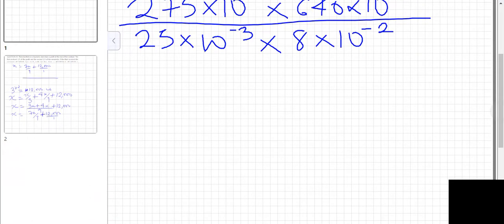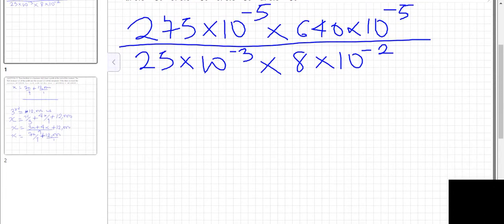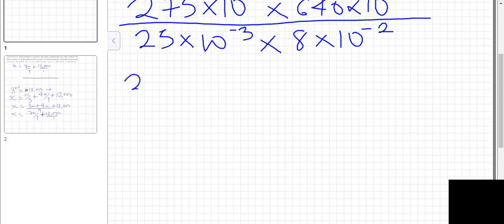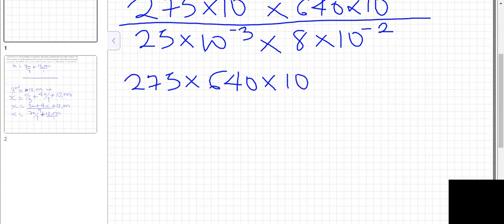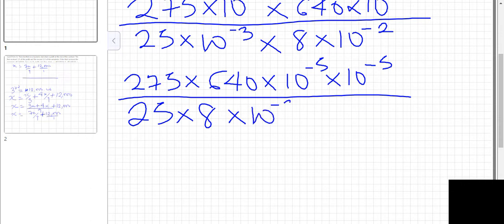The next thing we need to do is to simplify. So we will bring up the whole numbers on one side and the numbers with powers on the other side. So this will give us 275 times 640 times 10 raised to power minus 5 times 10 raised to power minus 5. This will be all over 25 times 8, hope you are following, times 10 raised to power minus 3 times 10 raised to power minus 2.